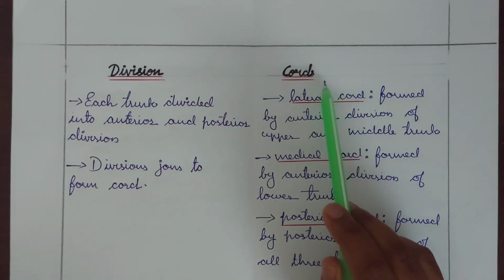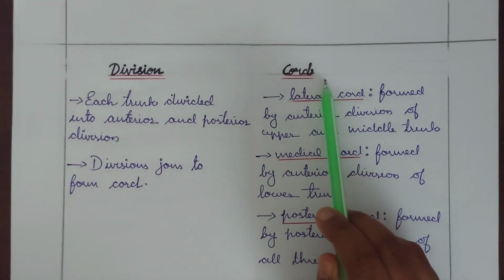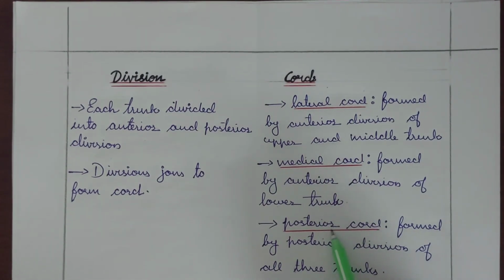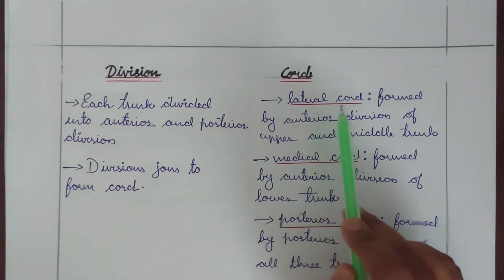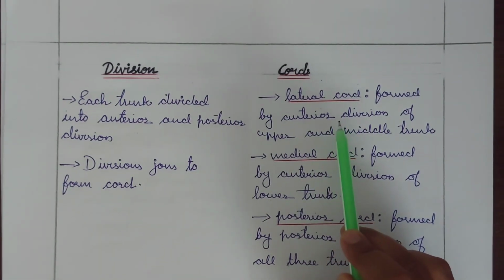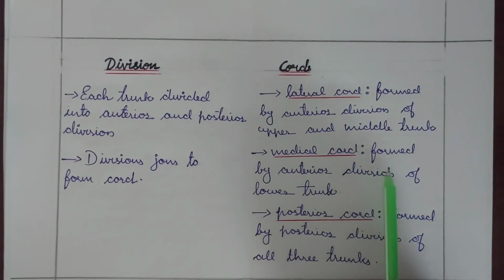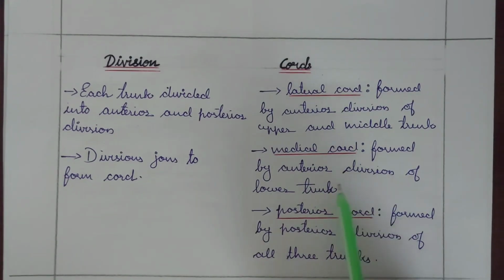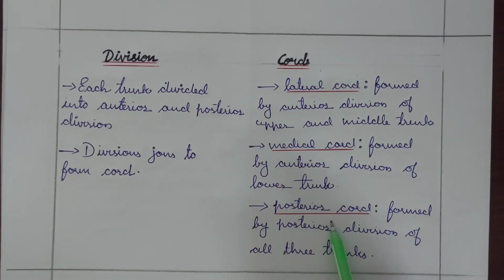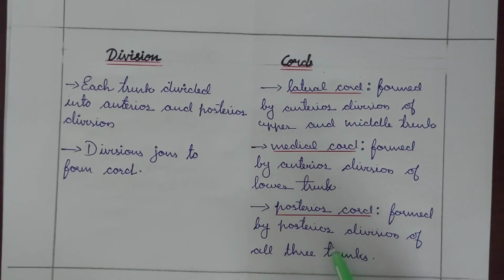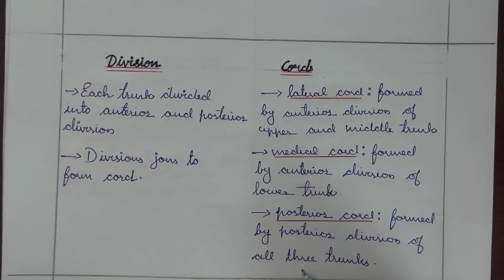Next we will see the cords of brachial plexus. The cords are the lateral cord, the medial cord and posterior cord. The lateral cord is formed by anterior division of upper and middle trunk. The medial cord is formed by the anterior division of lower trunk. The posterior cord is formed by the posterior division of all three trunks.